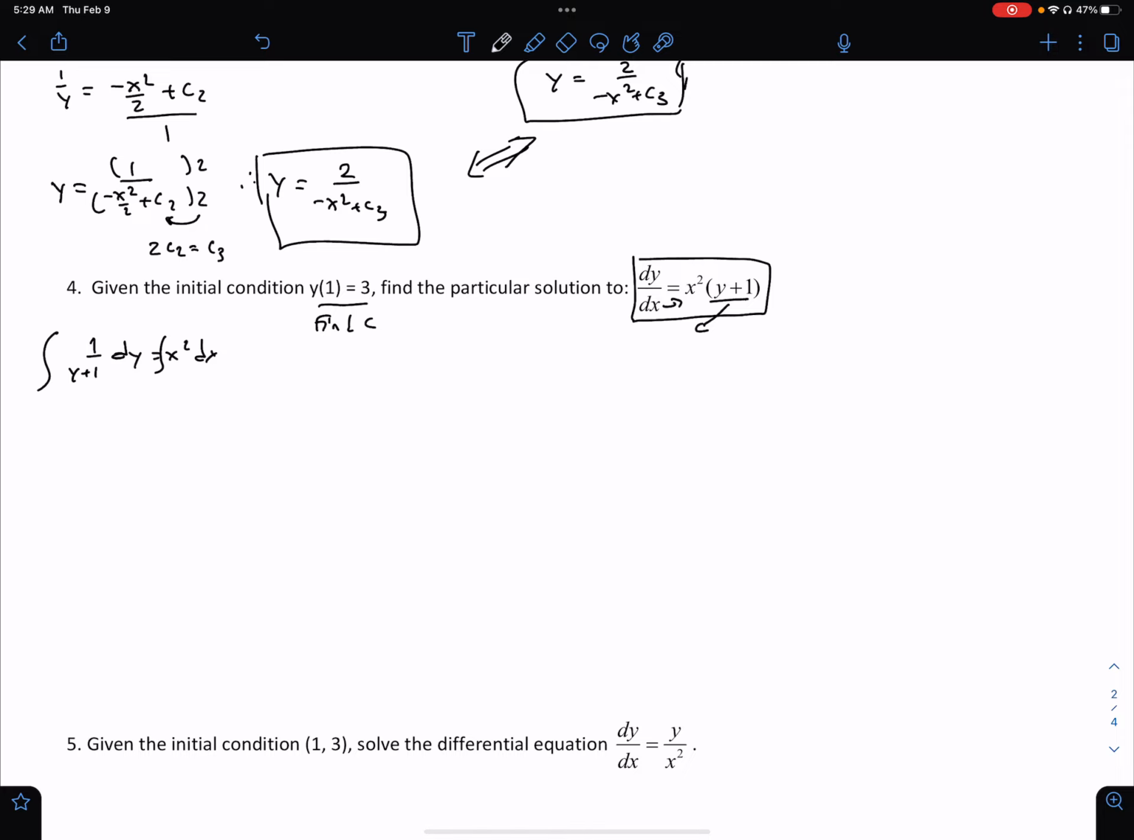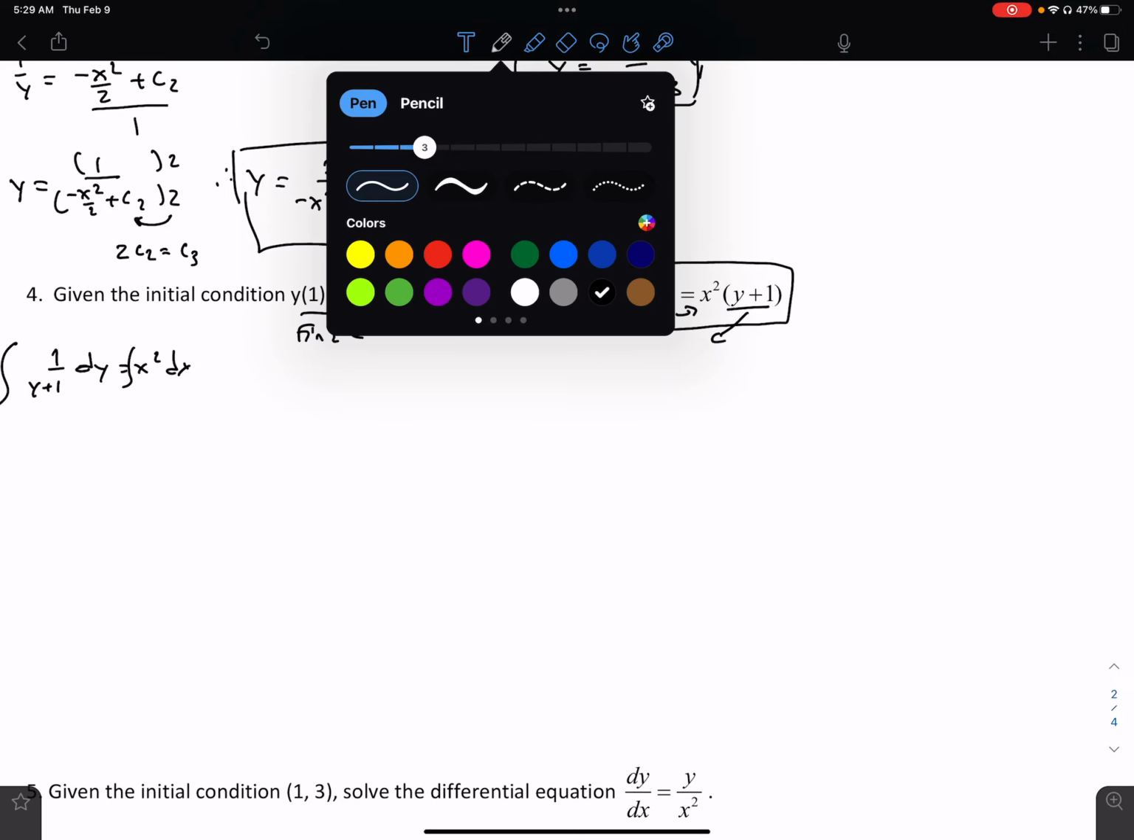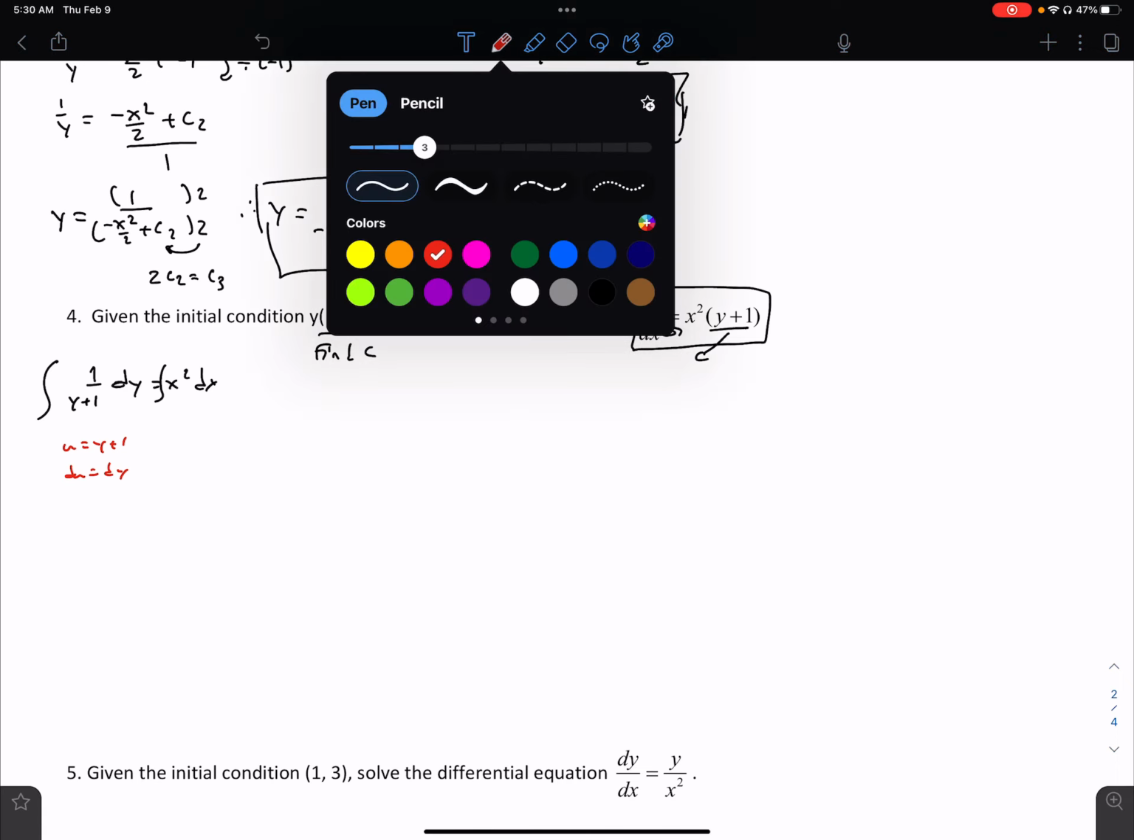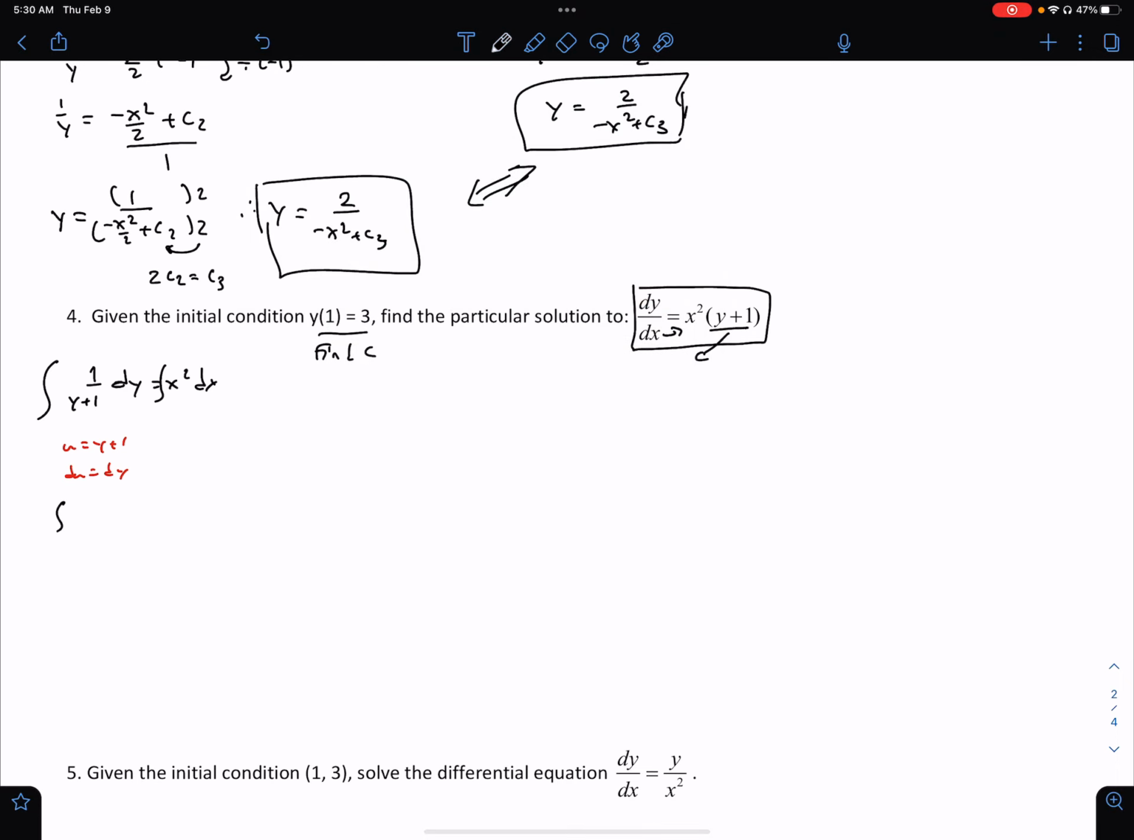Now we're ready to integrate. Of course, this is our u substitution. Oh man, gotta do some u substitution here. All right, so u is y plus 1. My du is dy. Oh, that's nice. So when I rewrite this, we would get 1 over u du, which is just the natural log of y plus 1 in this case, equals, and now this one, x cubed over 3 plus c1.